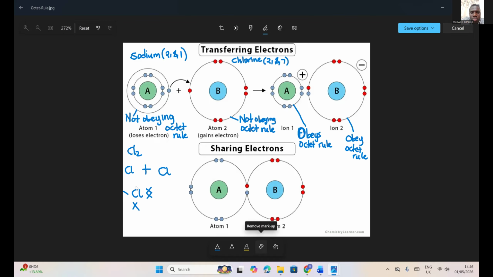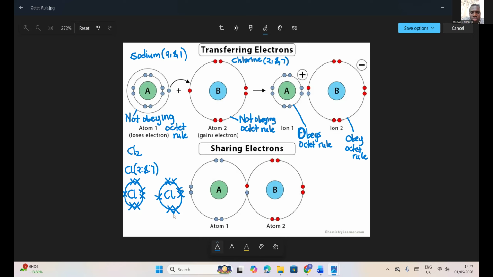Let me rub it off. I have said this is the formation of Cl2. Cl2 comes from Cl and Cl. And Cl has electronic configuration 2, 8, 7. So there are 2 Cls that are combined. We saw earlier how this is formed. So 1, 2, 3, 4, 5, 6, 7, and another Cl, 1, 2, 3, 4, 5, 6, 7.